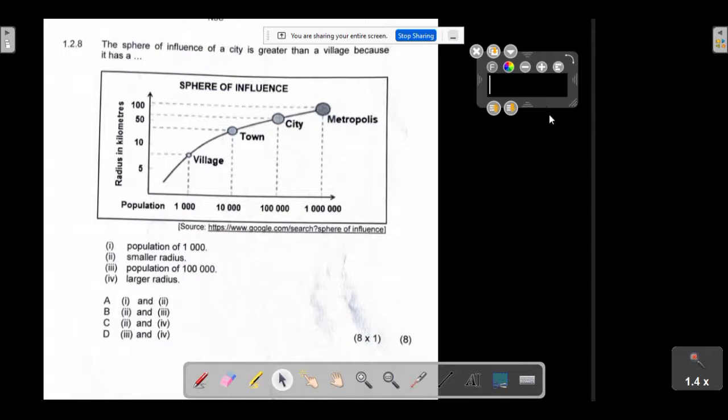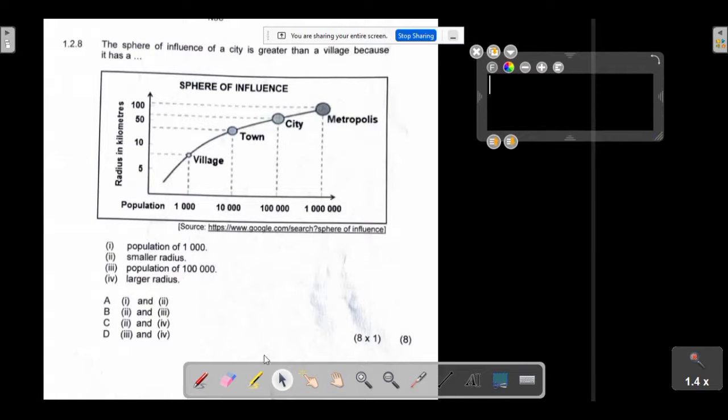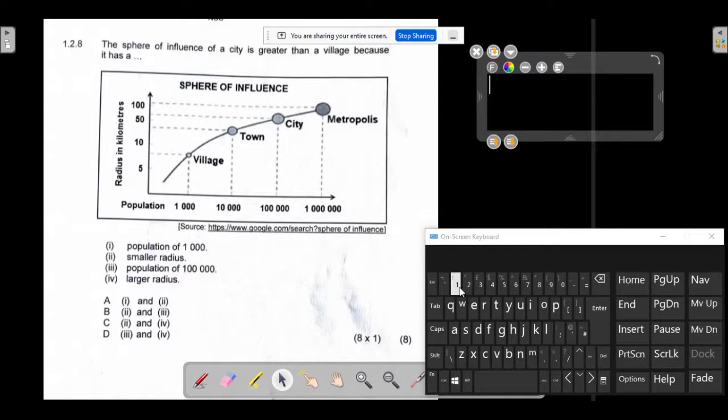Okay, so 1.2.8 says the sphere of influence of a city is greater than a village because it has a... Okay. So first of all, I should have just interpreted the graph, but okay, that's fine.